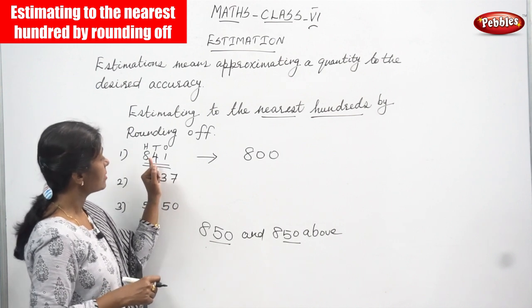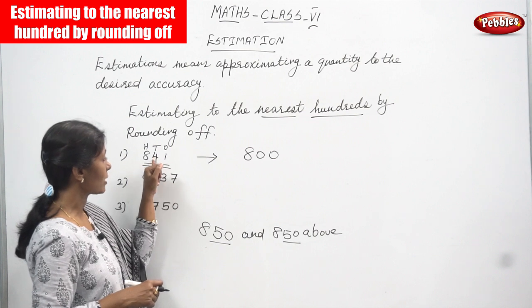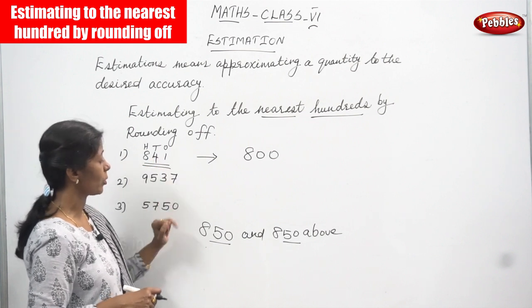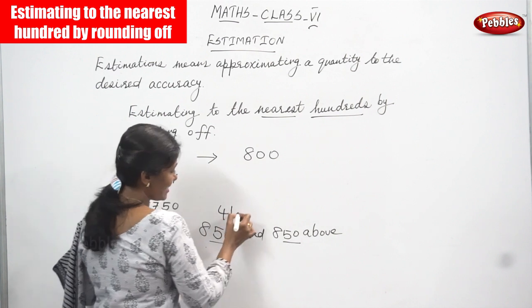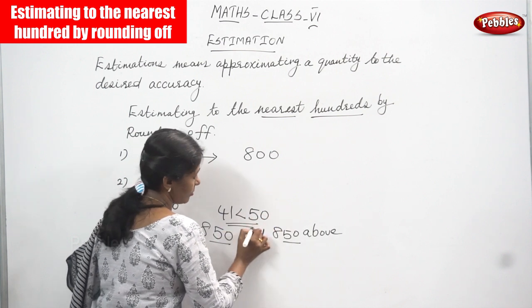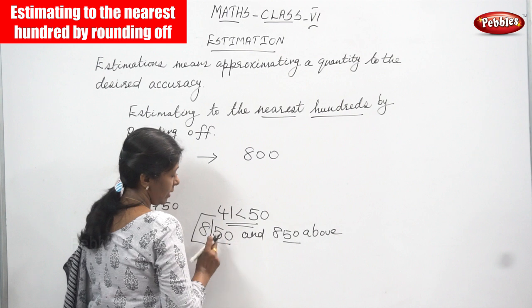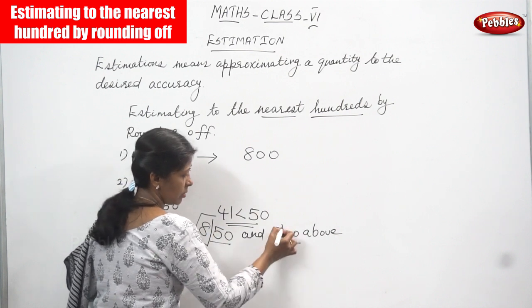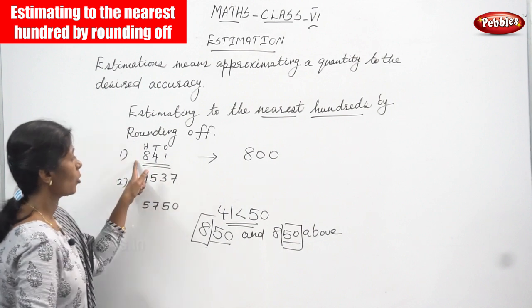So 41 means 4 tens and 1 ones. That means 40 plus 1, 41, in 841. 41 is less than 50. Don't consider this 8. If the number is 50 or above, you have to change it.